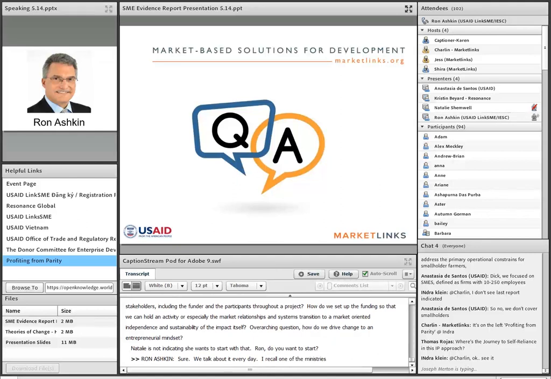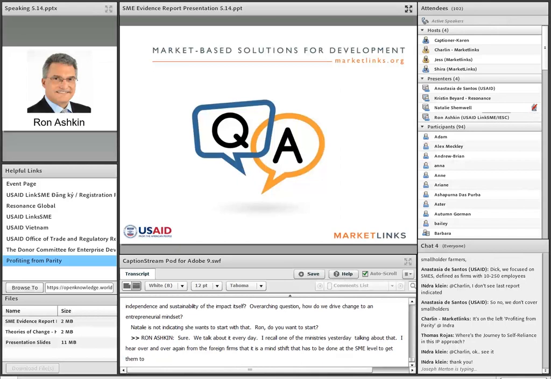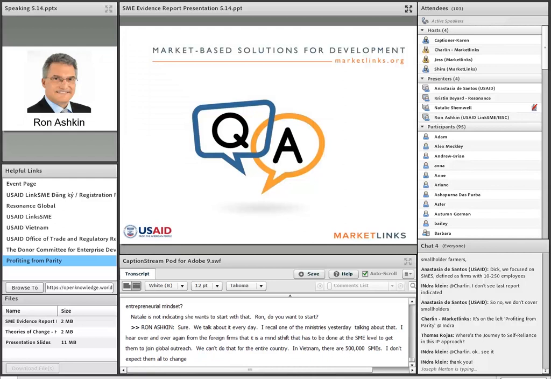I hear over and over again from the foreign firms that it is a mind shift that has to be done at the SME level to get them to join the global value chain. And we can't do that for the entire country at once. I think in Vietnam, the census says there's 507,000 SMEs. So I don't expect them all to change at once. We take an early adopter or a thought leadership model.